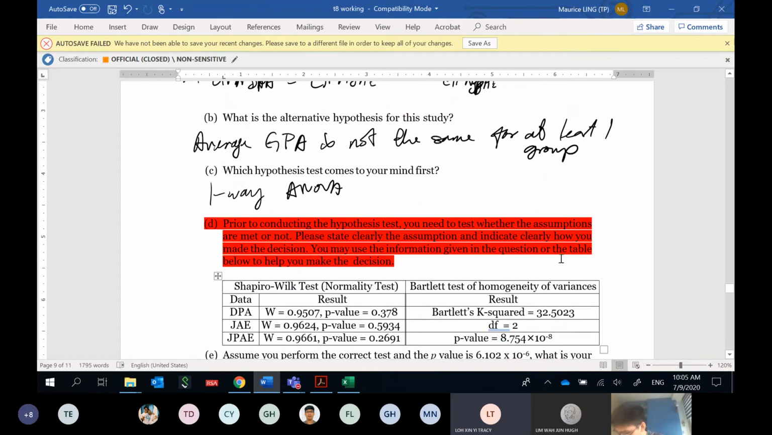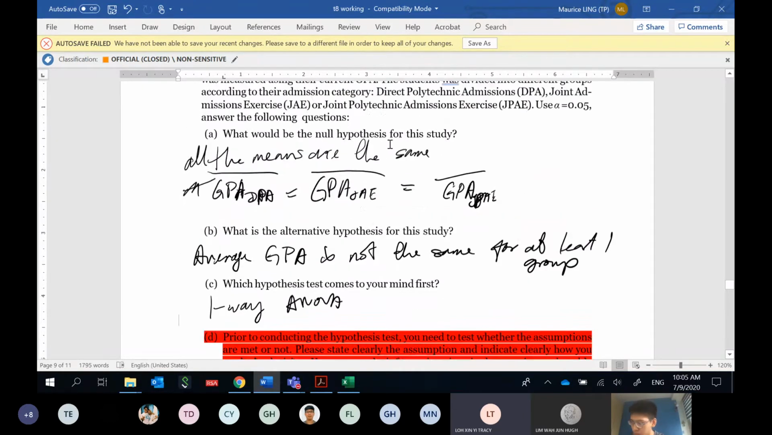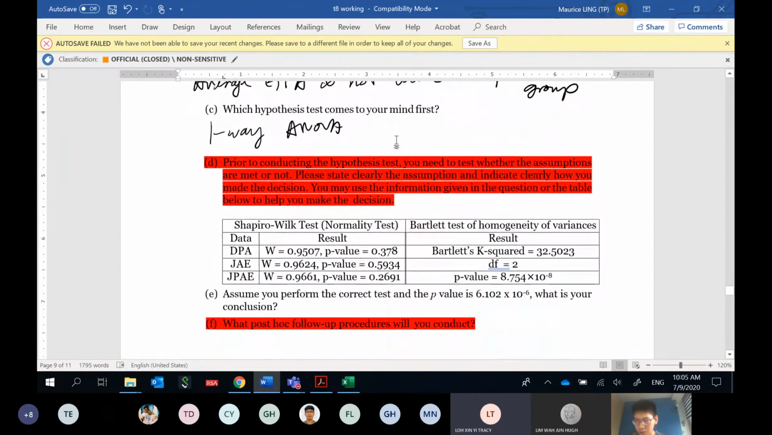Because there's a whole set of notes that looks at the assumption, since your ANOVA requires the samples to be normally distributed. There are tests for normality, like your Shapiro-Wilk test. And the homogeneity of variance is basically equivalent to your F-test for equality of variance. So these two have to be satisfied first.